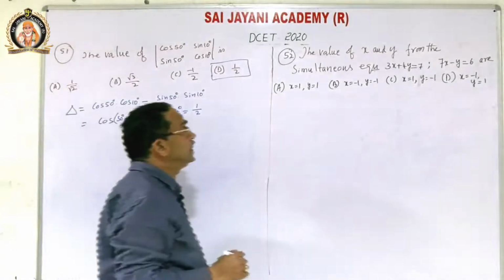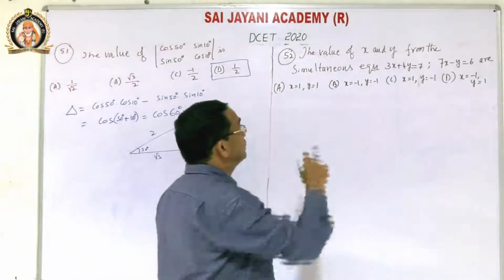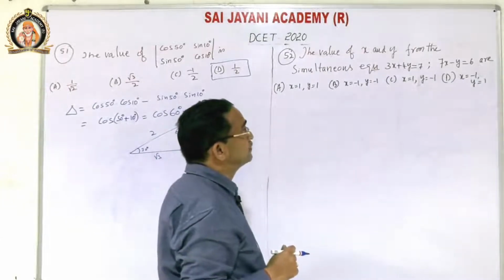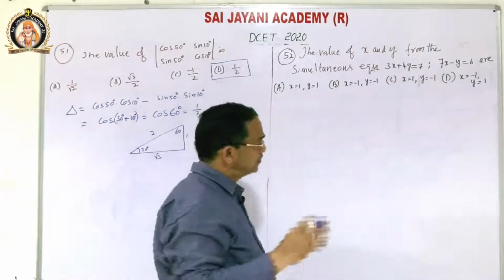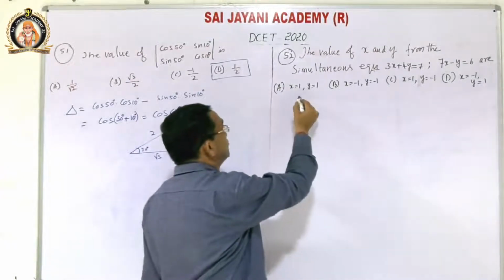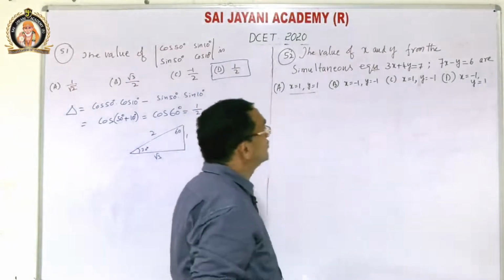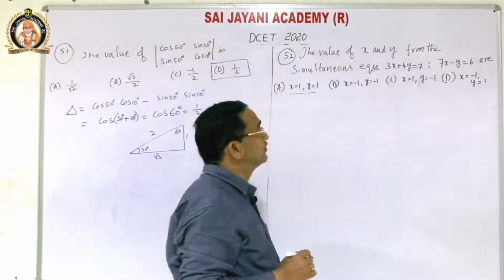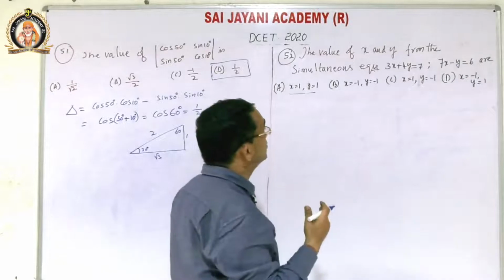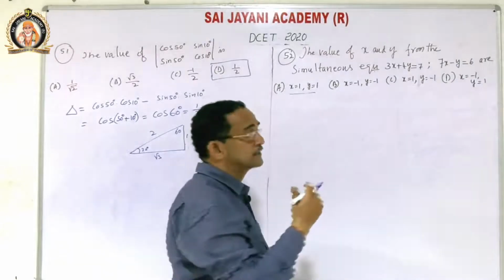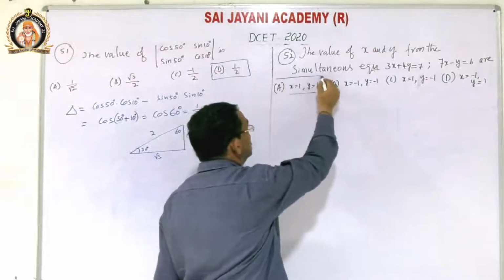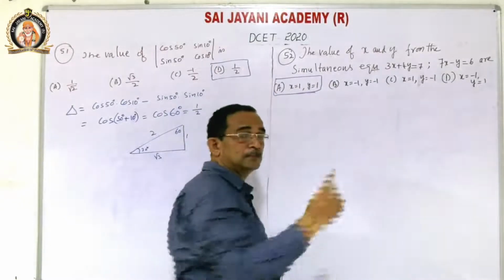Find the value of x and y from the simultaneous equations 3x plus 4y is equal to 7, 7x minus y is equal to 6. You can gauge the answer. Somebody will do it like this, substituting 1 and 1. 3 into 1 is 3, plus 4 into 1 is 4, 3 plus 4 is 7. It is right. Then 7 into 1 is 7, 7 minus 1 is 6. That is also right. So the answer is A.